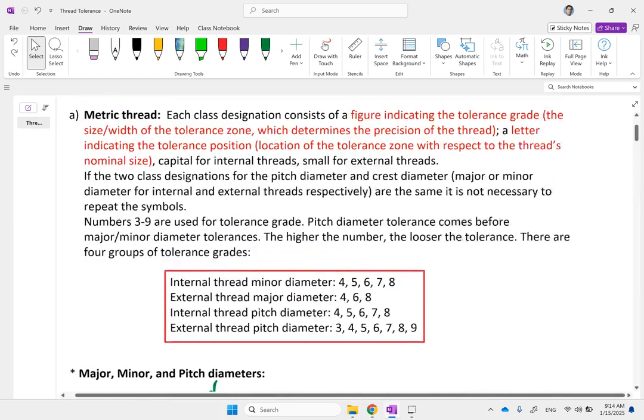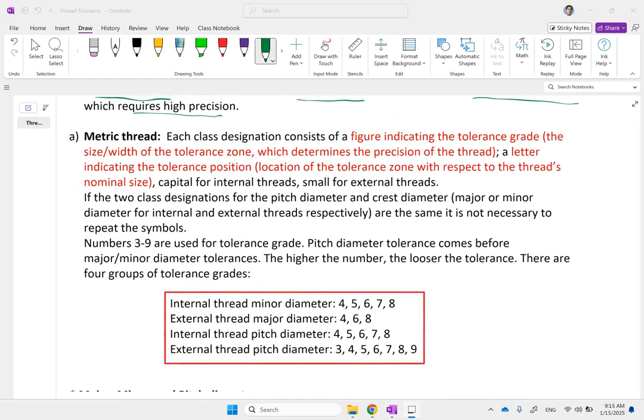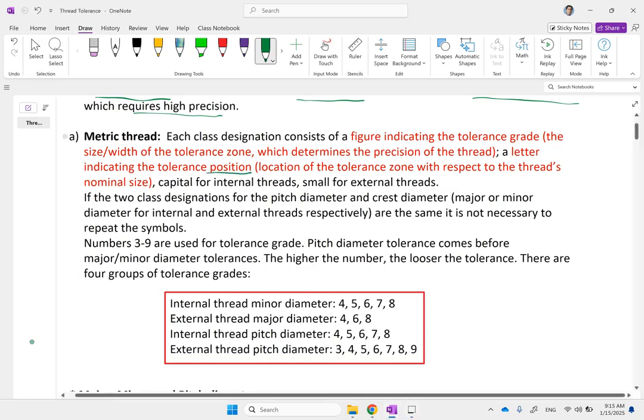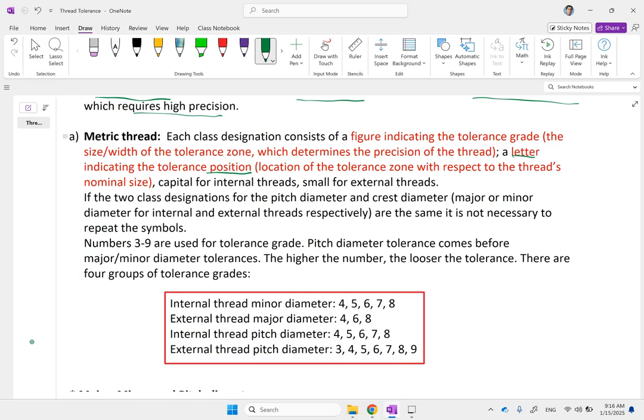Now, going back to the metric thread. The way we show the metric thread needs two pieces of information. One is what we call the tolerance position, which is shown by a letter. That shows the deviation, the basic or fundamental deviation, or the location of what we call the tolerance zone with respect to the thread nominal size. That is called the tolerance position.